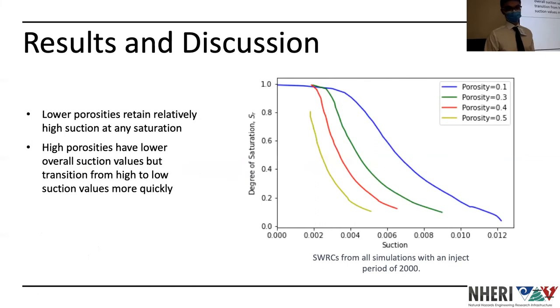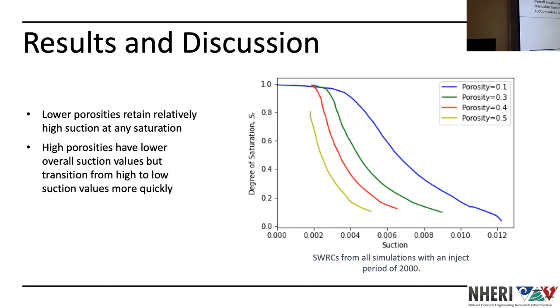So now, getting into what we actually found. These are the soil water retention curves that we generated. And I guess right off the bat, it's very much what we expected to see. Lower porosities have much higher suction values for different saturations in general. That implies that they're stronger, which is what we see in reality.